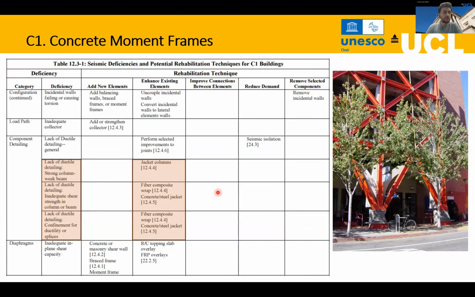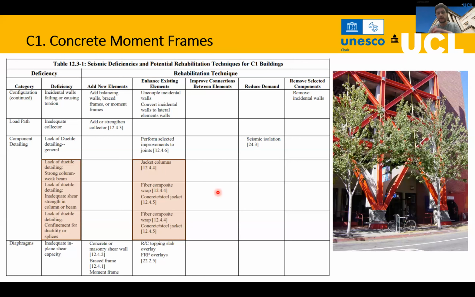Another possibility, when there are problems not with the strength or the stiffness of the complete building, but with particular elements, is component detailing. So you can have problems related to a strong column and weak beam, or problems associated with inadequate shear strength in the columns, which is the most important, but also you can have that type of problems in the beams, or problems with the splices, that the length is not enough. And in those cases, the solution is not to add new elements, because you will still have very weak existing elements. So the solution will be the next rehabilitation technique, that is to encase existing elements.